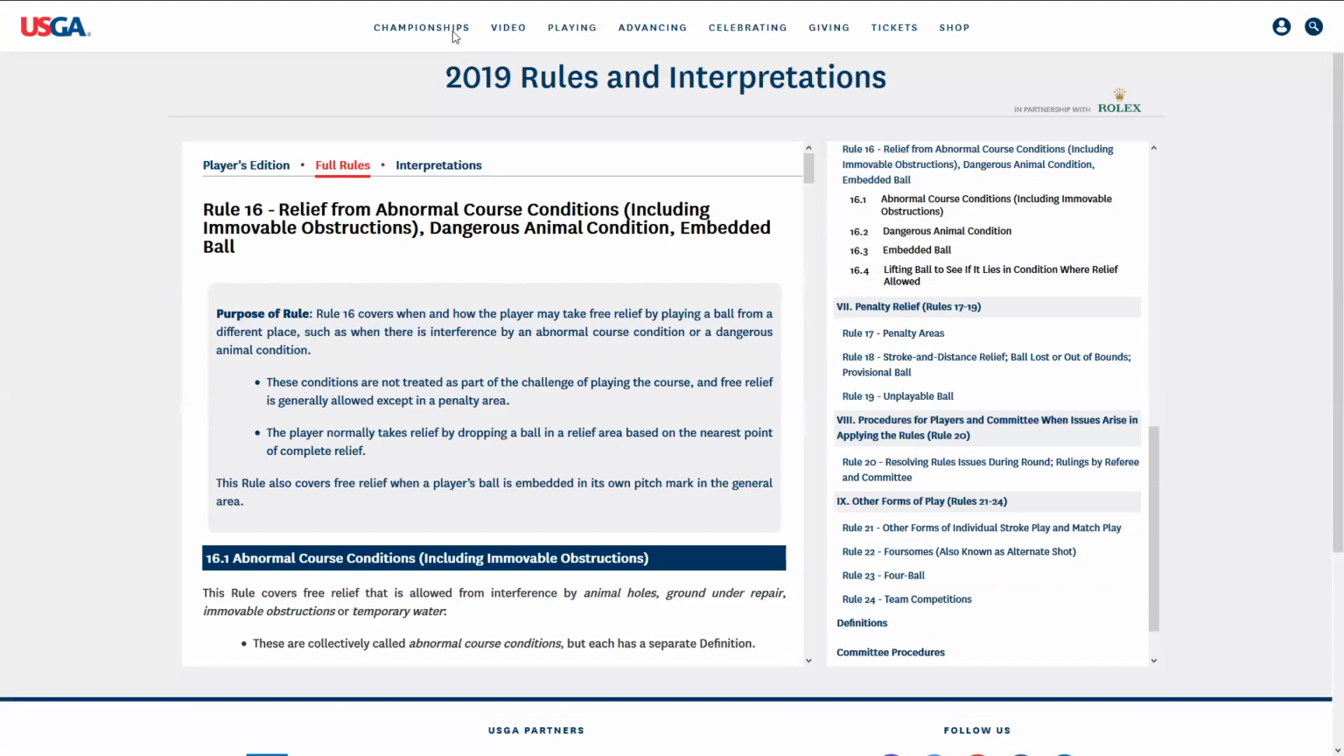Rule 16 is the old Rule 24-2, which was the movable obstructions. The old 25-1, which was abnormal ground conditions. 25-2, which was the rule on embedded ball. And a decision, 1-410, which was a situation under equity dealing with a dangerous animal situation, now called dangerous animal conditions. So let's look at the notable changes under Rule 16.